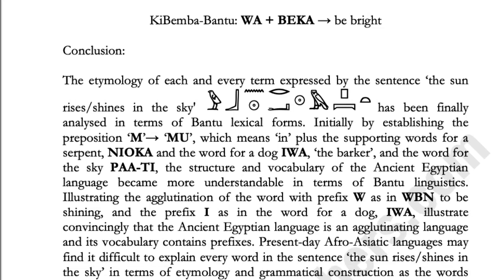and its vocabulary consists of prefixes. Present day Afro-Asiatic languages may find it difficult to explain every word in the sentence, the sun rises, shines in the sky, in terms of etymology and grammatical construction as the words examined. And you can refer to Sir Alan Gardiner, page 36, Egyptian Grammar, for further explanations.